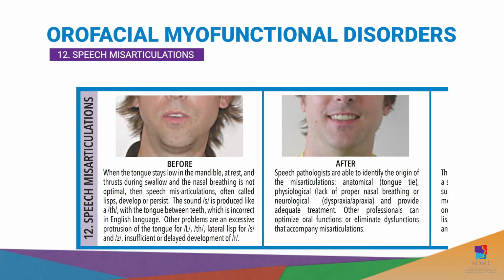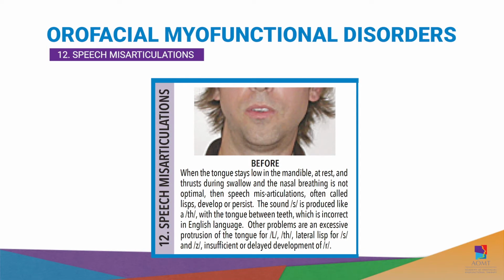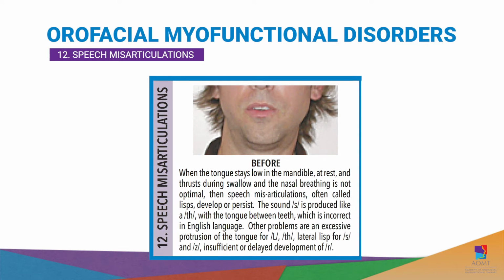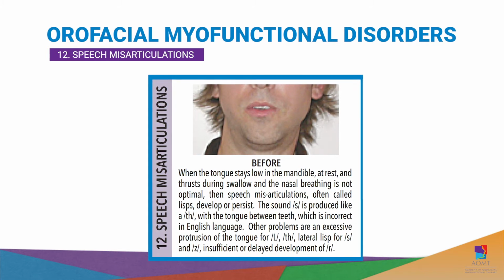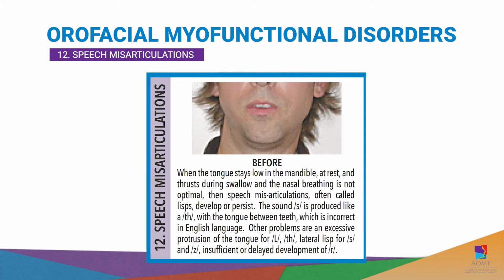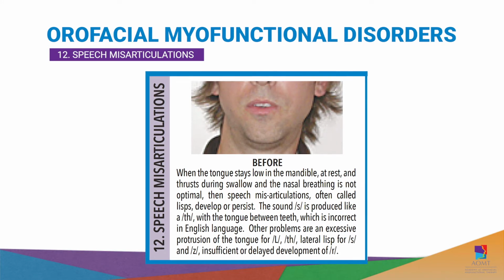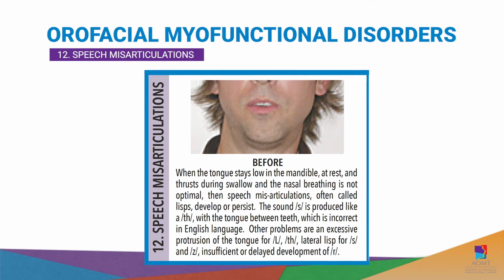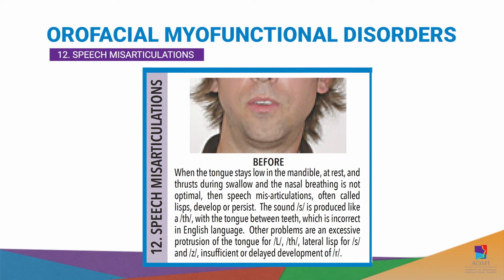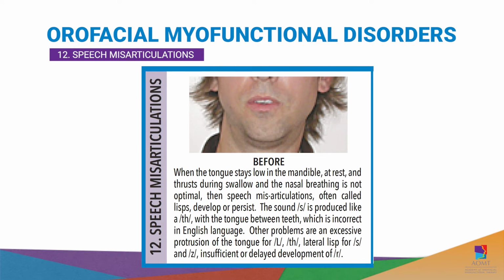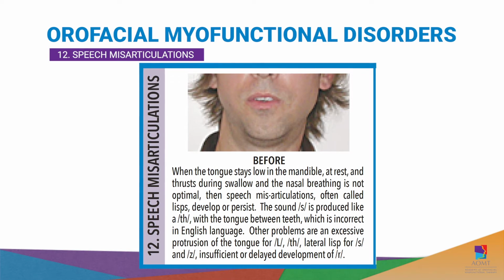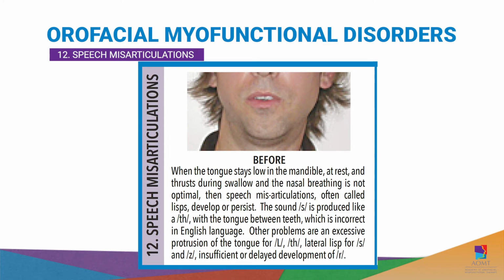Speech misarticulations. Before. When the tongue stays low in the mandible at rest and thrusts during swallow and the nasal breathing is not optimal, then speech misarticulations, often called lisps, develop or persist. The sound S is produced like a th with the tongue between the teeth, which is incorrect in the English language. Other problems are an excessive protrusion of the tongue for the L, TH sound, lateral lisp for the S sound and Z sounds, insufficient or delayed development of the R sound.